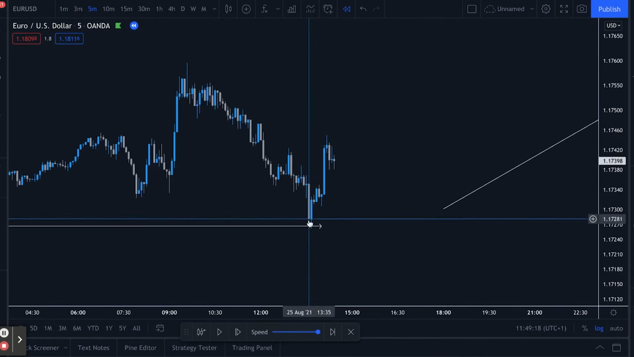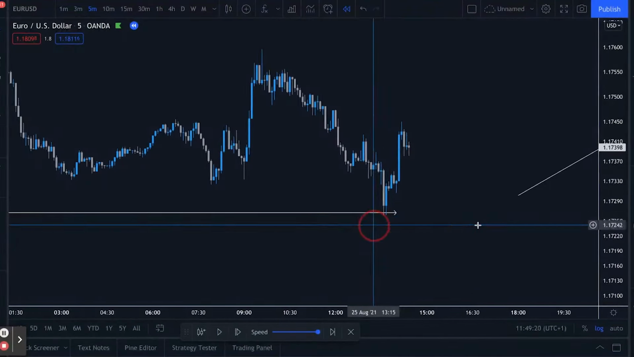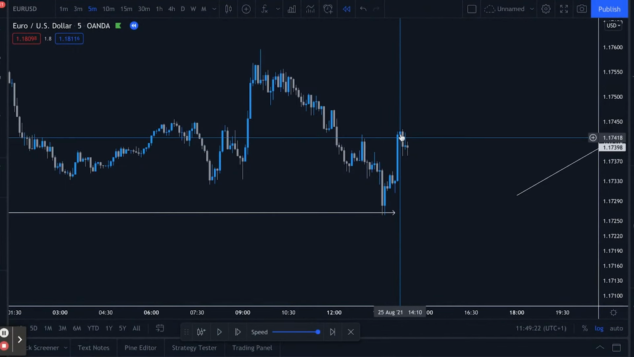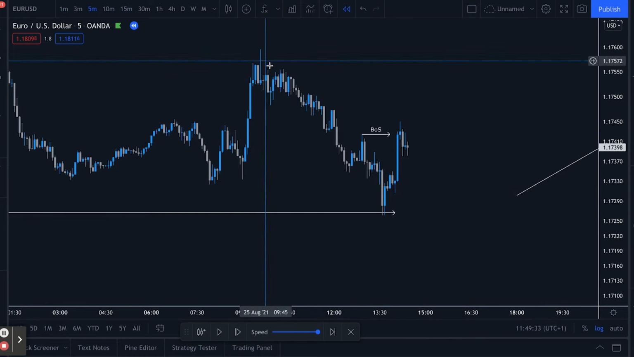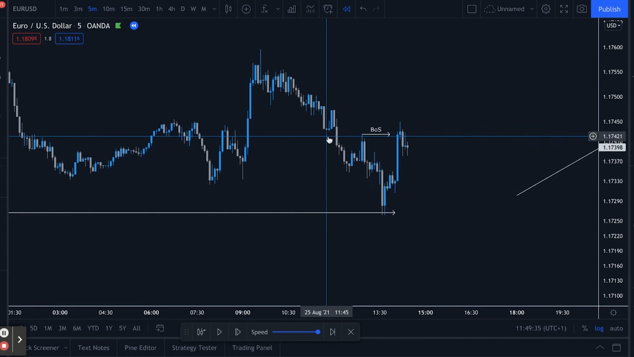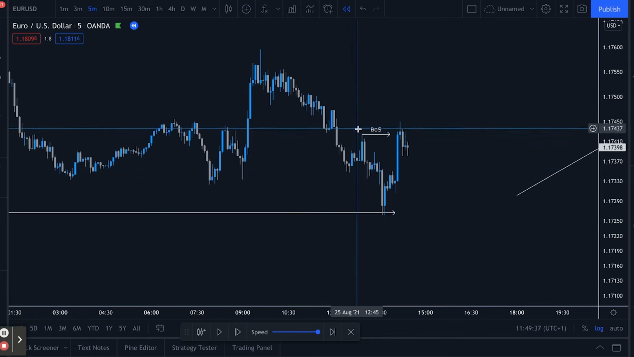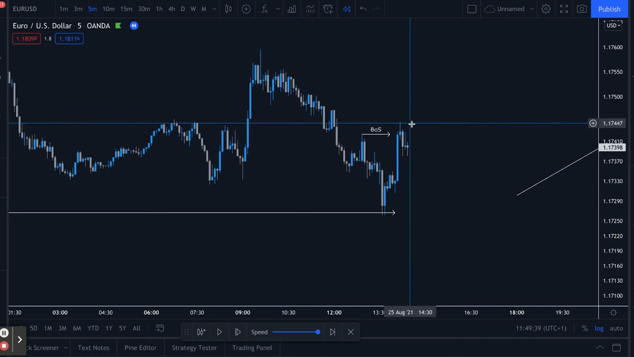Now, as we can see, the floor held up quite nicely there. We wicked just through, but then we had a large impulsive move, and this brings us back to substructure again. As you can see from this, the 5-minute substructure within that hourly trend was bearish, and from this point, it's now broken and gone back to bullish.